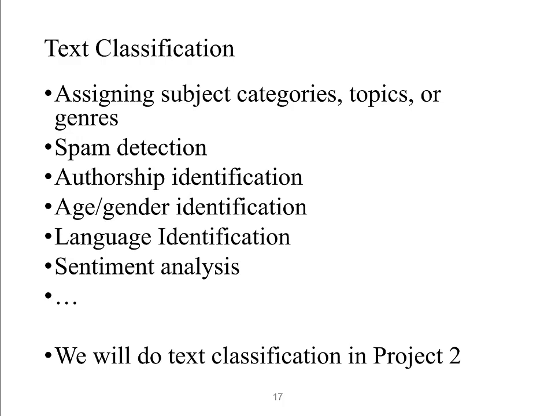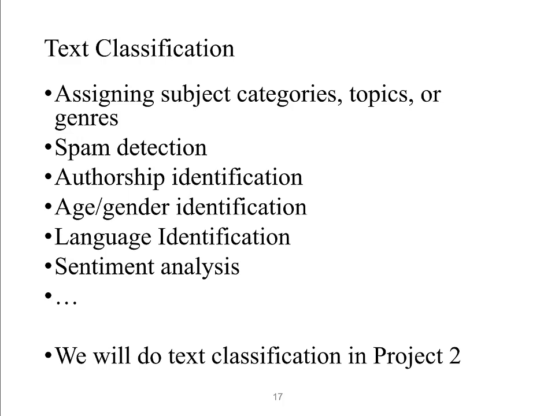So the application of text classification is very wide. For example, assigning subject categories, topics, or genres, spam detection, authorship identification, or identifying the author of an article or document, age and gender identification, language identification, and sentiment analysis, so the attitude is positive or negative.